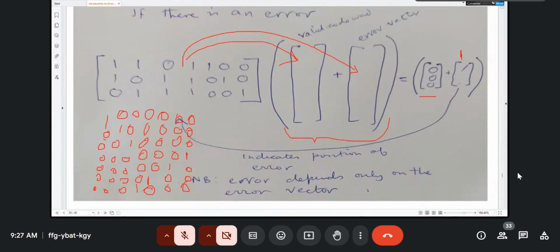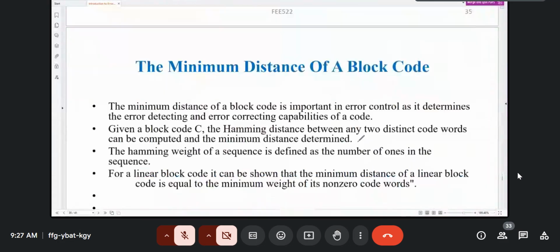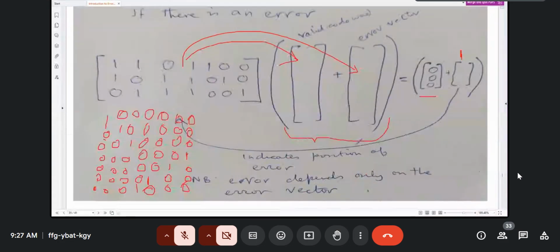What you get here depends on the error vector. So it means it can actually give us what the error is, because it depends on which error vector it is, which means it can tell us the position of the bit. I've not shown it here. So in this case, if you did your syndrome and you got this, it means your error is in position 1.